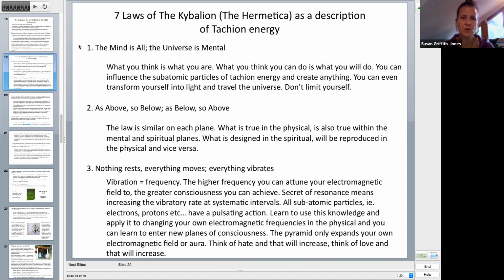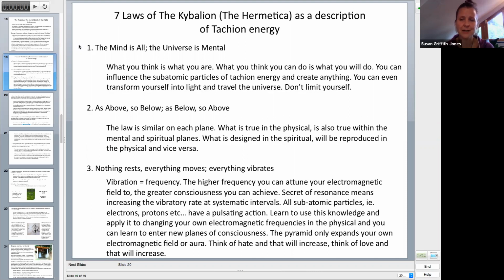So the first law, and many of these things we've already discussed. In fact, I found it very uncanny that much of what I've been discovering or interpreting throughout this journey of mine to create the shape so that I can make the movie on Bosnia has a base in the Hermetica. So I was very pleased to read this, and also made me feel that I'm very much on track. So the mind is all, the universe is mental. What you think is what you are.